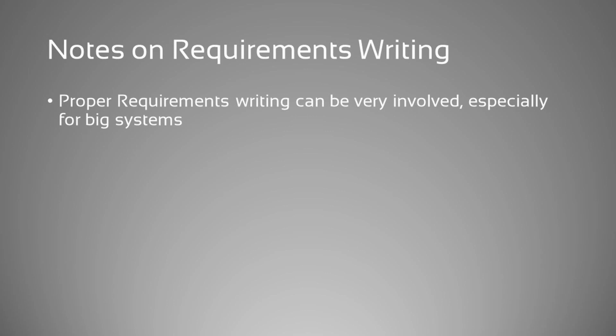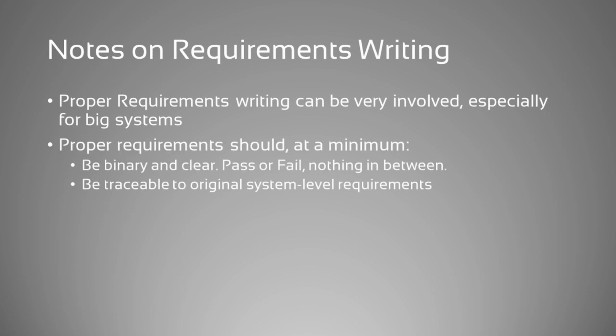With that said, there are a couple high-level rules to keep in mind even when writing high-level requirements for a simple system. First, requirements must be binary and clear. They are either met or they're not. If there is a requirement on some performance specification, like acceleration for a car, the requirement must specify a minimum threshold. Second, requirements must be traceable.